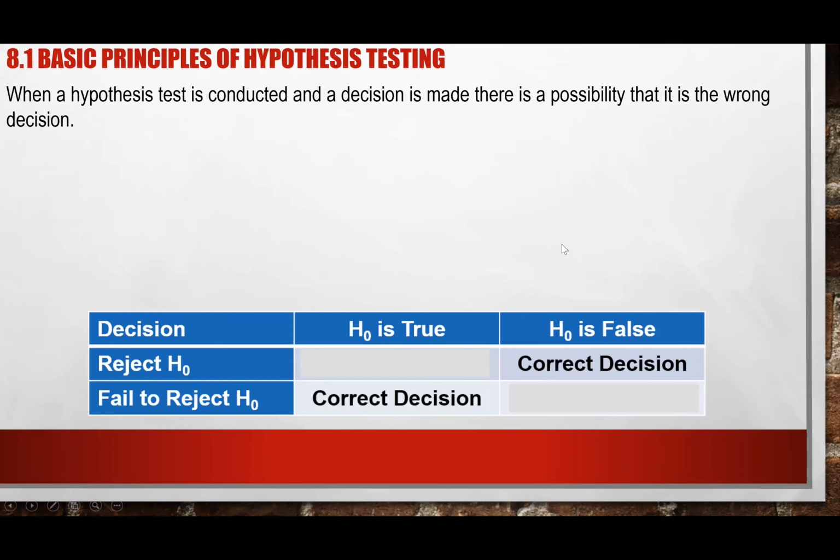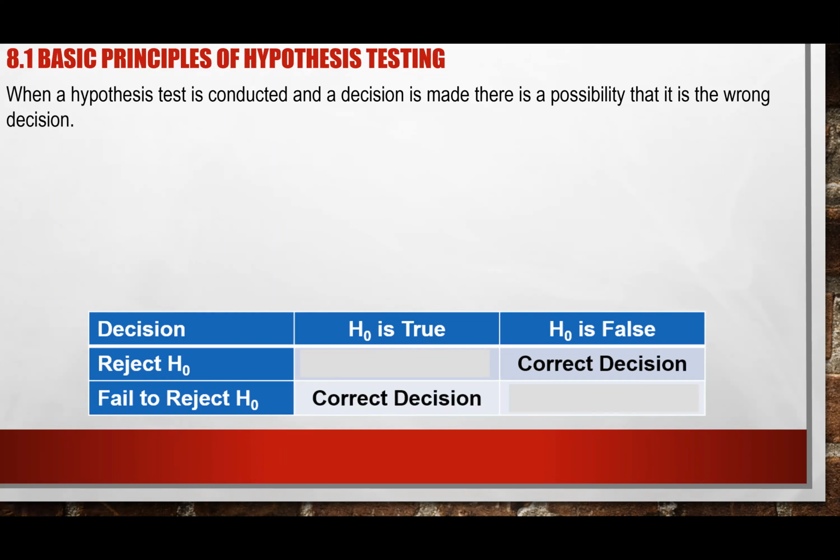Or vice versa. The other case is we assume that H naught is true, and in reality it's true, and then we cannot throw it away. That is also a correct decision, because we fail to throw it out, and it actually is true. That's good, right? Because we did not make a mistake and accidentally throw something out when it still is correct. So a correct decision is when H naught is false and you happen to throw it out, reject it. Or when H sub 0 is true and you do not throw it out, that is also a correct decision, right?